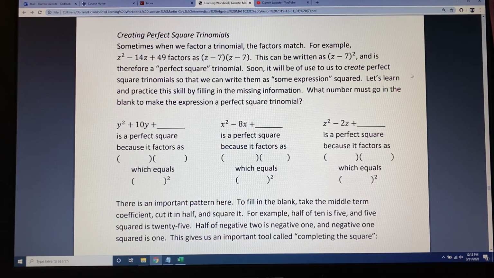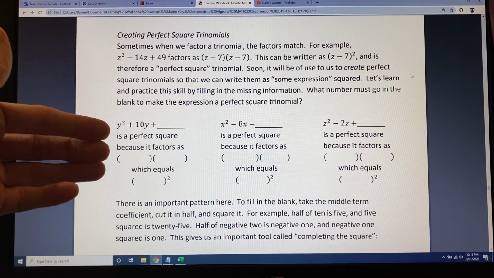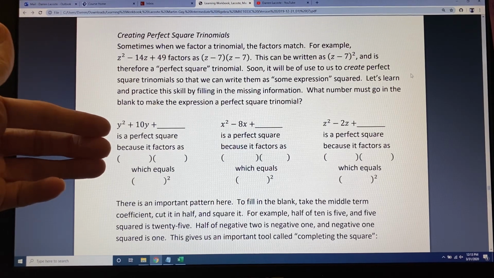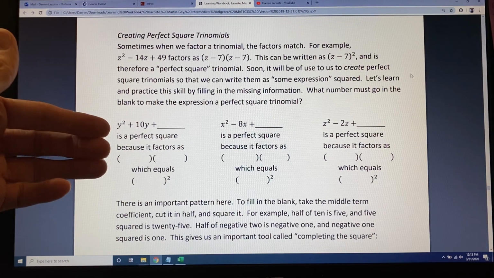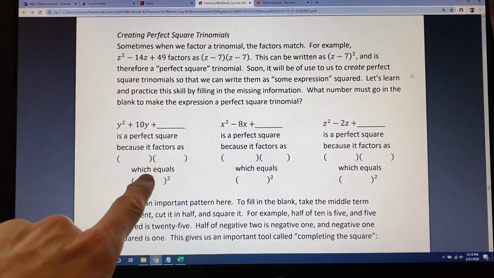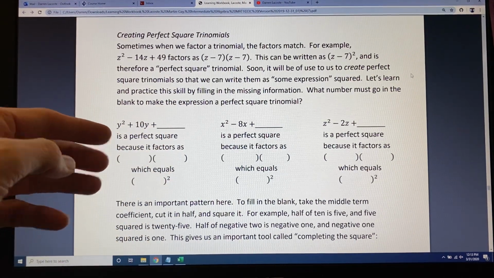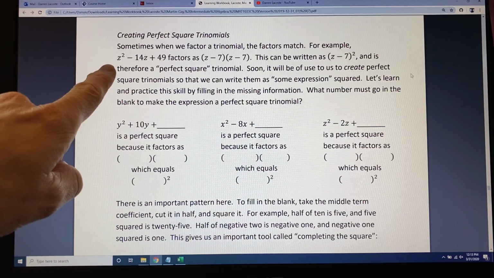What number must go in the blank to make the expression a perfect square trinomial? All right, so we've got three different problems here. The first one says y squared plus 10y plus blank is a perfect square because it factors as blank times blank, which equals blank squared. Please pause this video and attempt to fill in all of the blanks to make this a true statement so that it looks like the example that we saw here.